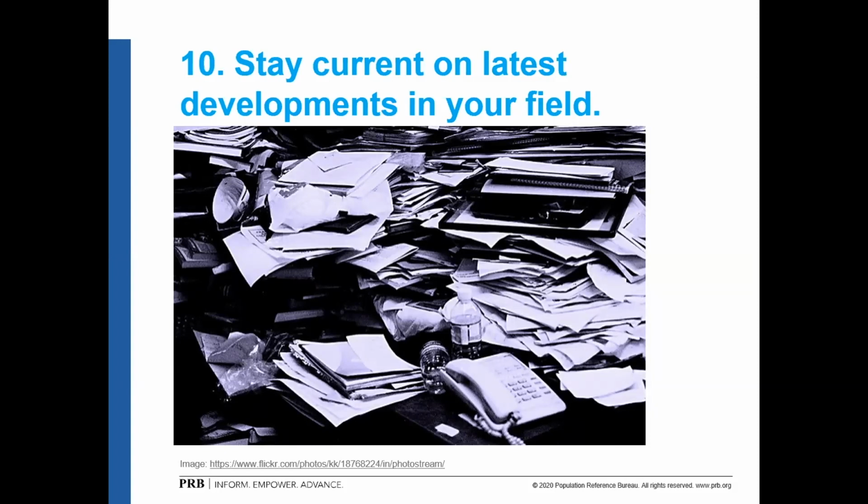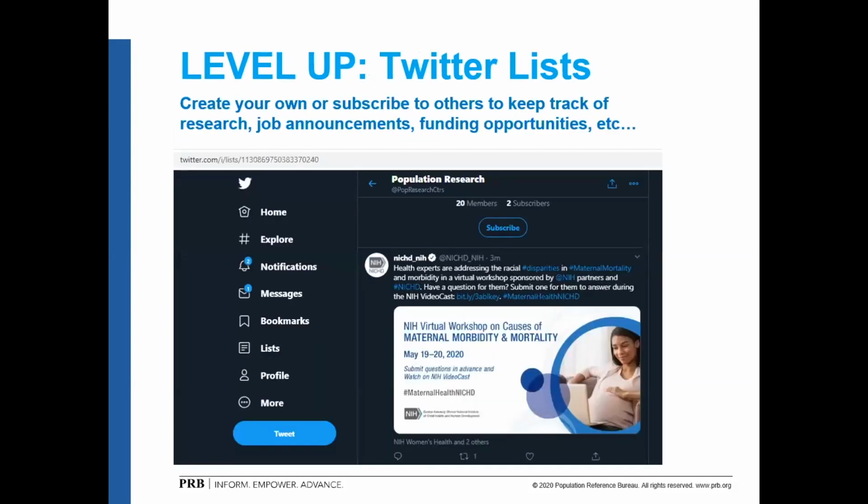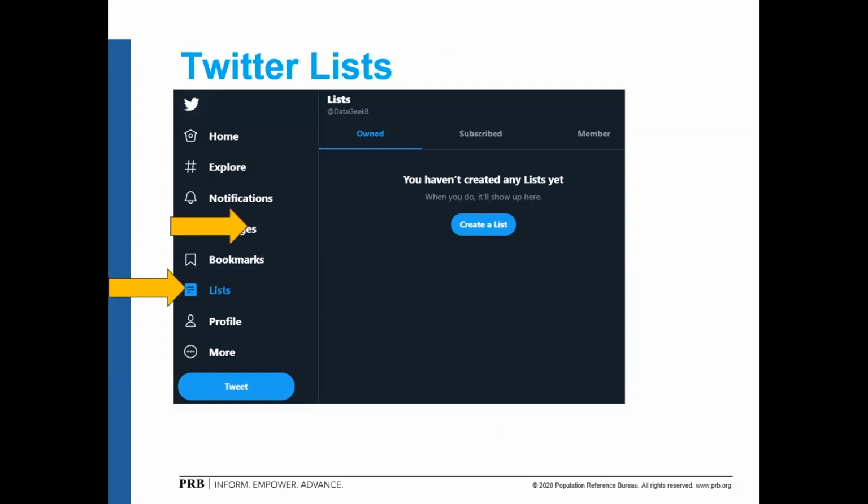And a little bit of an advanced feature and way to curate that, in addition to following people who are posting relevant content, following funding organizations, following other research institutes to see what other people are doing, is that you can also keep track and curate those through a Twitter list feature. So if you're on Twitter, on the left-hand side in the nav bar is an option called lists. Click on that and click create a list.